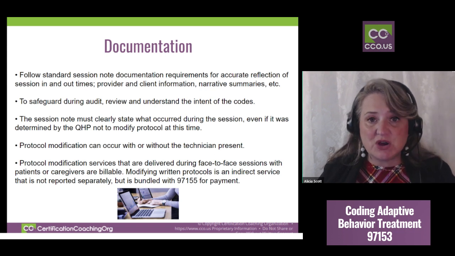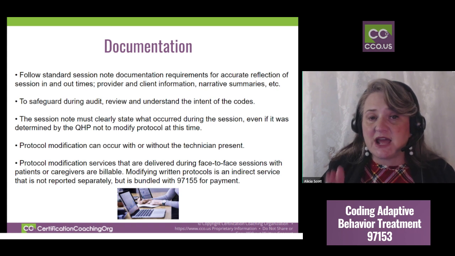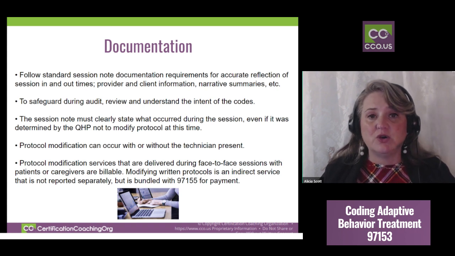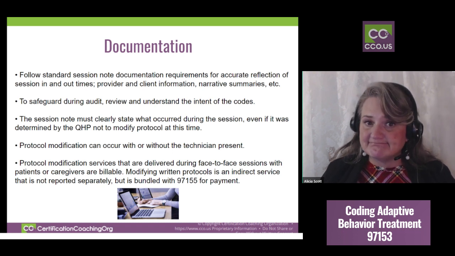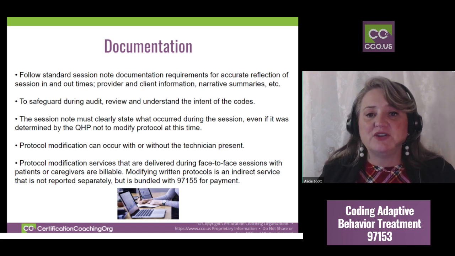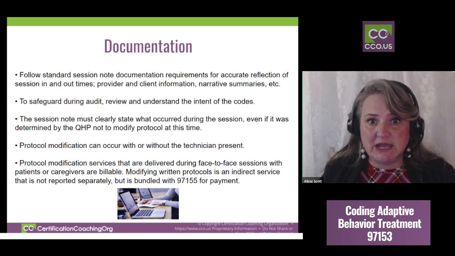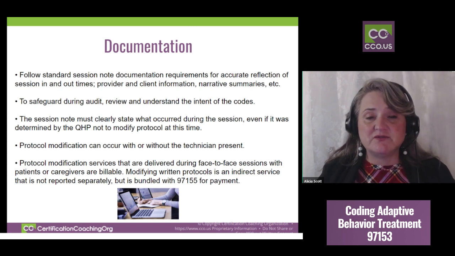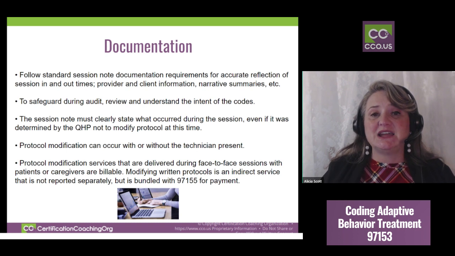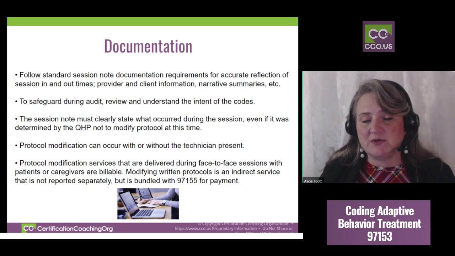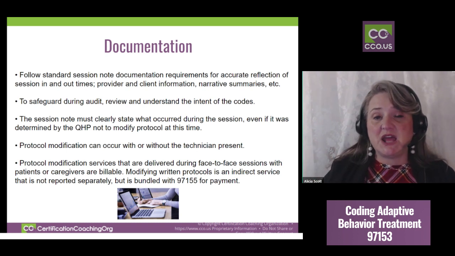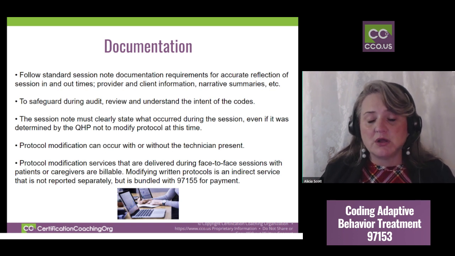So when you start with that patient at 1 o'clock in the afternoon and you end at 1:30, then you know you're going to be able to use that code times 2. That's 2 15-minute sessions. Provider and client information, meaning who was the technician involved, because you need to have it. We want to make sure that if this particular technician isn't licensed for destructive behavior, then they're not going to work with patient A because that's part of their protocol.